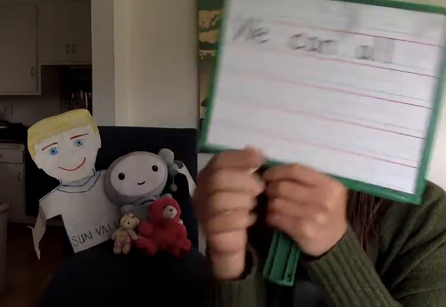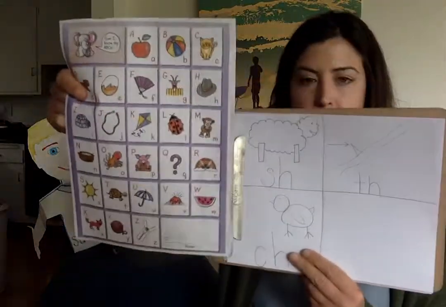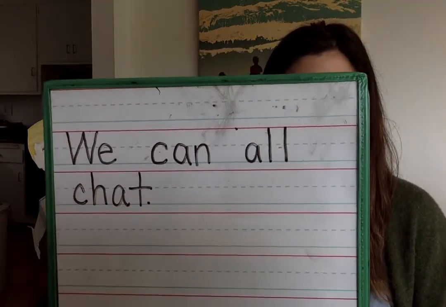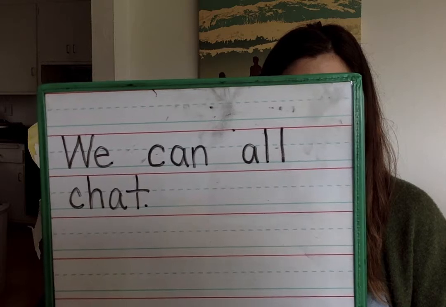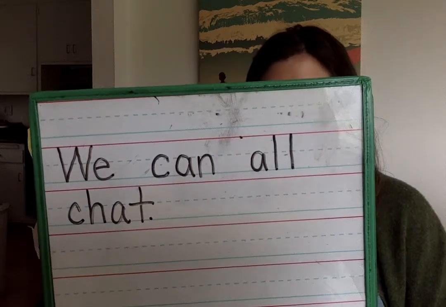Okay, so let's read this. We can all, and the last word is chat. That means talk. Ch-at. So to figure that out, you need to use this. And you might need your letter chart also. Chat. We can all chat. Ch. At. Then think about what goes at the end. Did you do any random capitals? Check it, check it, check it. And check it. How did you spell chat? C-H-A-T. Let's read our whole sentence. We can all chat.